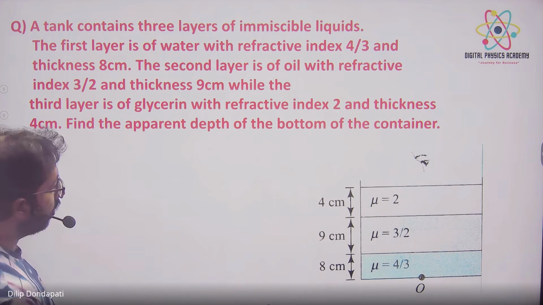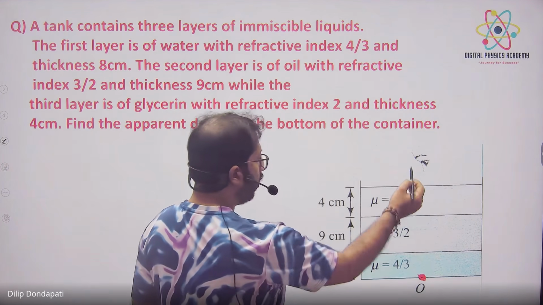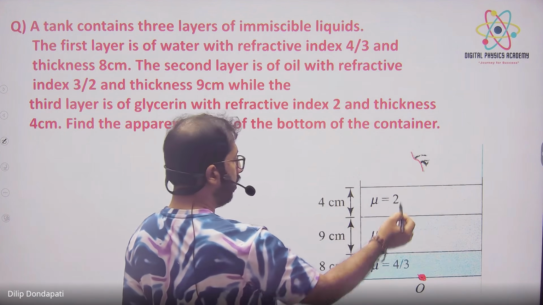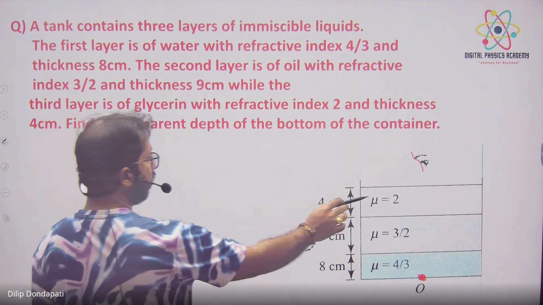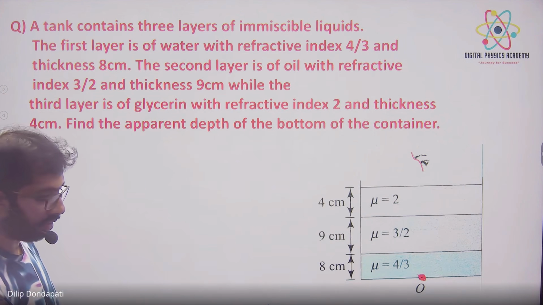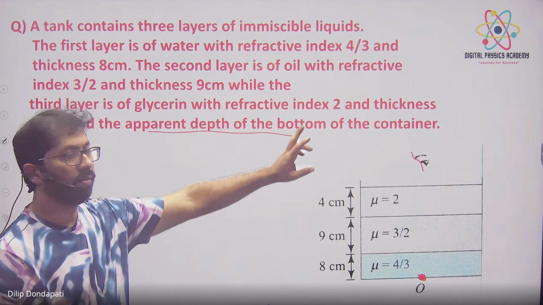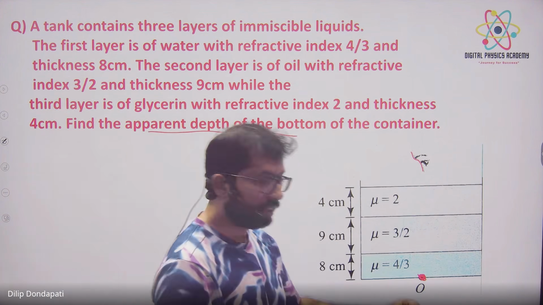Now here the object is kept at the bottom, and I am seeing from here. Each surface, each medium's refractive index is given, and the distance and thickness are also given. He is telling us to find the apparent depth of the bottom of the container. That means, how much is the apparent depth of that object?